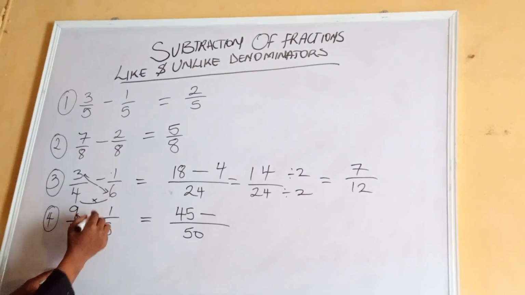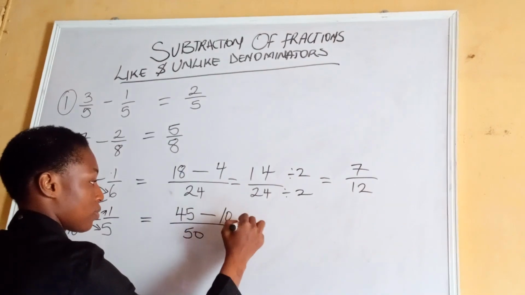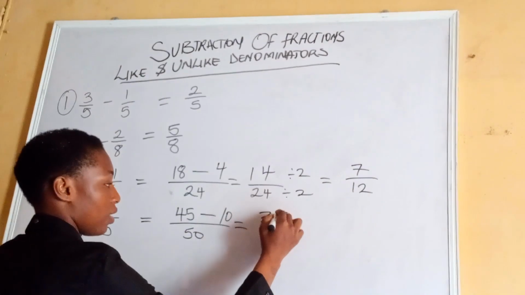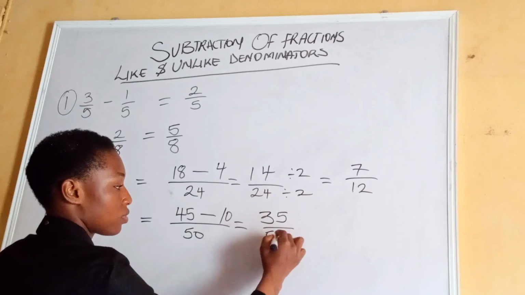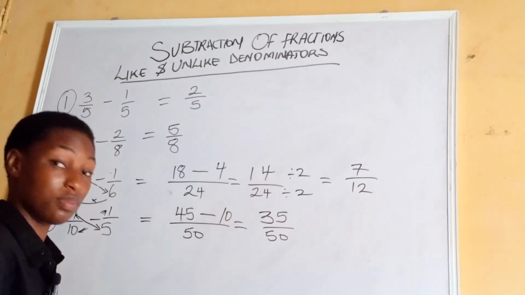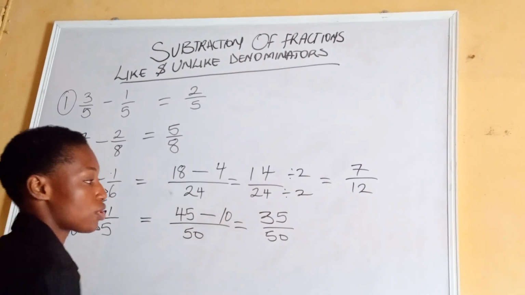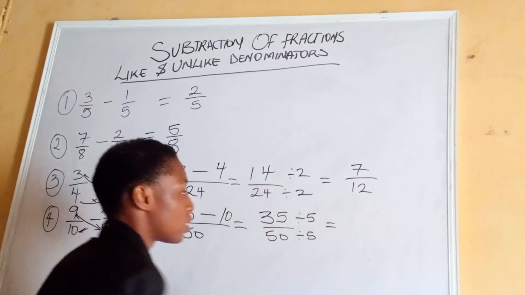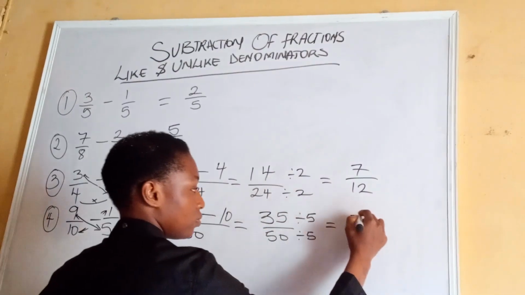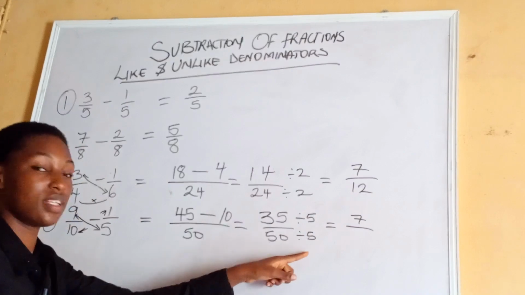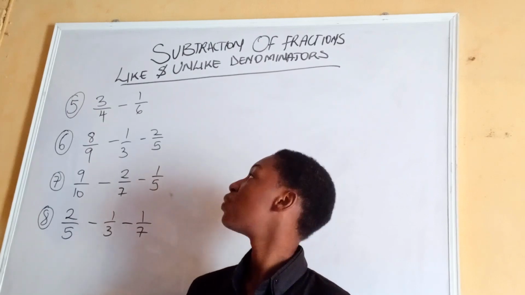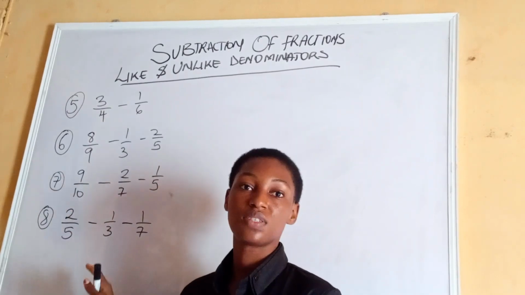Minus 10 times 1. That's 10. So 45 minus 10, that is 35 all over 50. And you can still simplify. You can simplify through by 5, right? So you divide through by 5. 35 divided by 5 is 7 all over 50 divided by 5. That's 10.